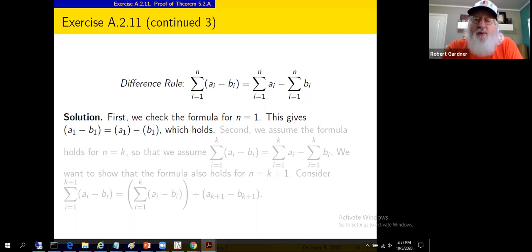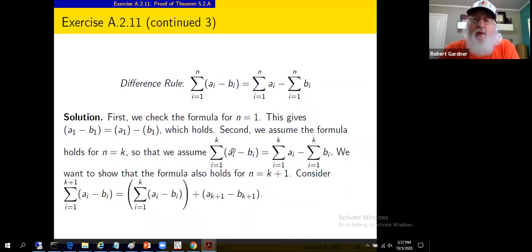If we were taking differences, guess what? The same thing happens. Let's see if I made the same error on the indices. The sum of a sub i minus b sub i is the sum of the a sub i's minus the sum of the b sub i's. It certainly holds when n equals 1, as did the sum. Suppose it holds for n equals k, giving us this. Let's look at n equals k plus 1. The meaning of that is add together the first k terms and then the new term.